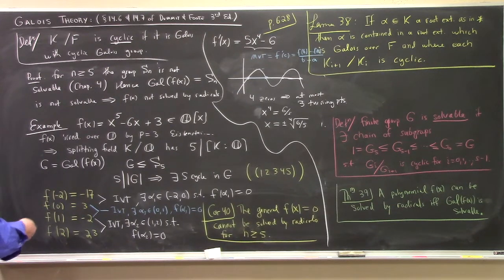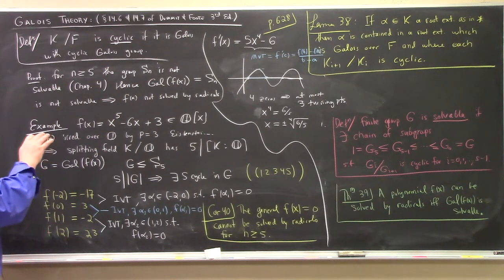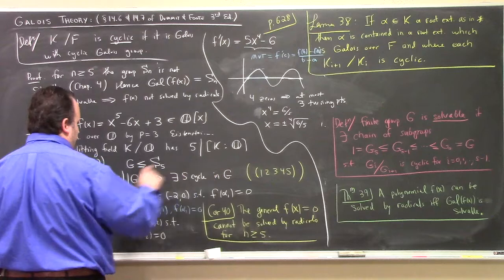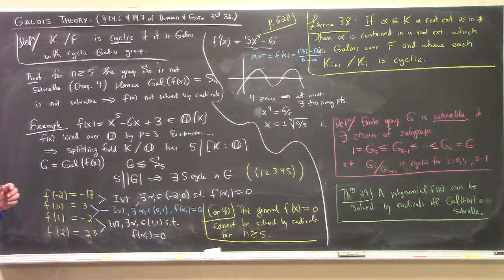So we got 3 real zeros, and we've got 1 pair of complex zeros, right? So now we know what the roots look like. We also know that there's a 5 cycle in the Galois group, right? So there's also a pair of conjugate roots. So that means there's going to be a conjugation; complex conjugation is the Galois automorphism here.